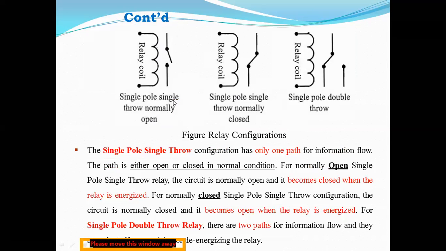You have single pole, single throw, and single pole, double throw. This is just a diagram they have shown; this is how it is shown symbolically here. You have a relay coil, and when it is open there is no change in the power. Whenever you want a certain change in the power, at that time it is closed here, right? So these are the different configurations they have given for the relay.